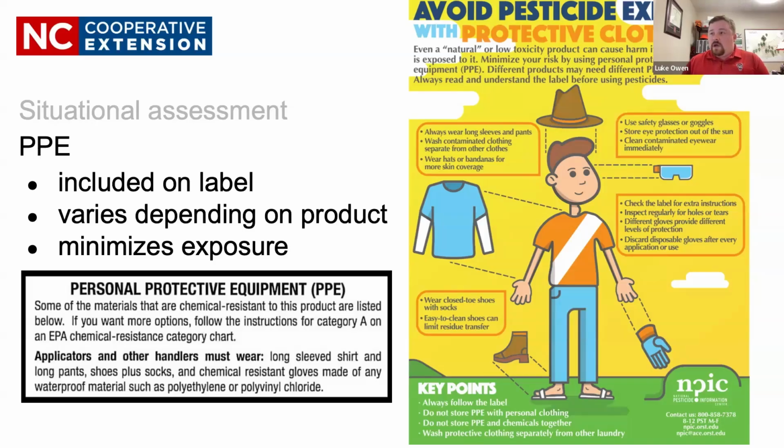This is an example of a pesticide label that says applicators must wear long sleeve shirt, long pants, shoes, and chemical resistant gloves. This is a flyer on the right from the National Pesticide Information Center. I really like it because these are some common PPE that we wear anytime we spray herbicide. Again, those specific requirements are going to be on the pesticide label that you use.